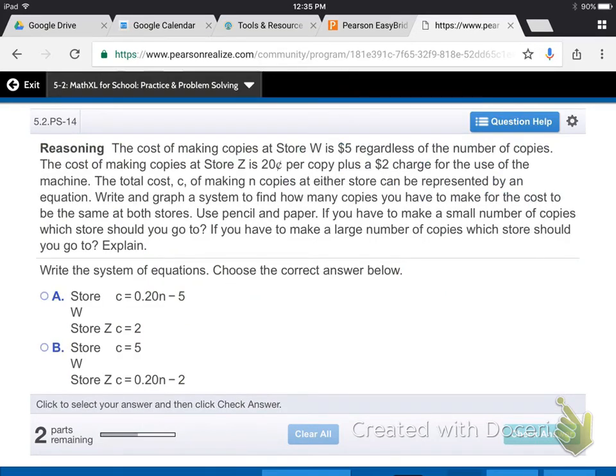Okay, here we have a word problem. Don't shy away from these. You have to learn how to do these. You have to be patient. You have to be persistent, and you have to apply yourself. So I'll take you through it.